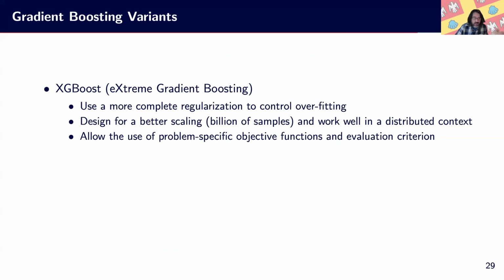So there are some variants of gradient boosting. We have the XGBoost approach, which is commonly known. The idea of XGBoost is that we are making use of a more complete regularization to control overfit. So it is made to scale. This is basically an approach that can scale to billions of samples, and it works well in a context where we can use many computers to compute it. It allows the use of problem-specific objective functions and evaluation criteria. So that's a customizable approach.